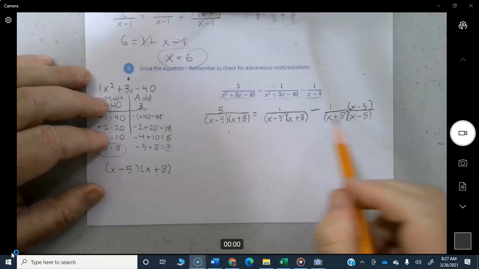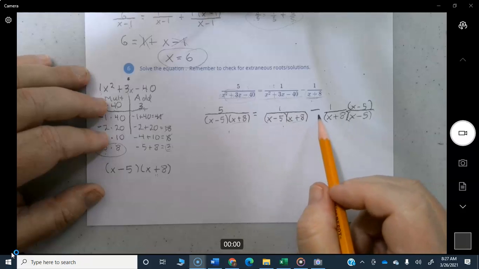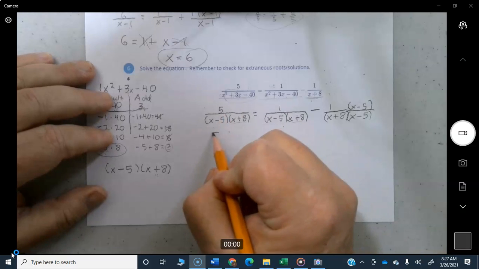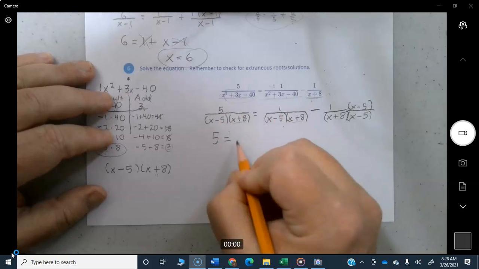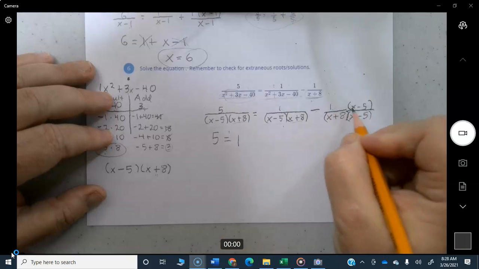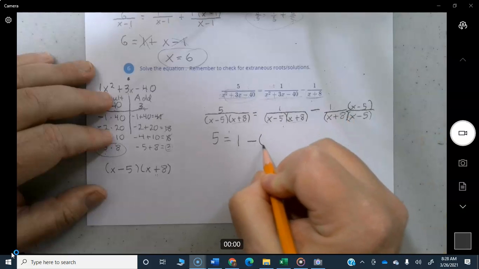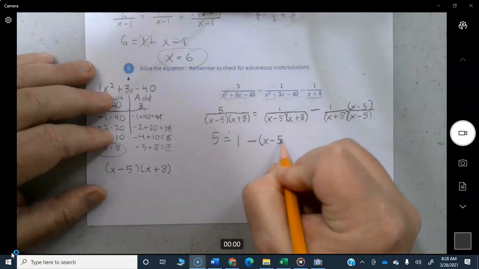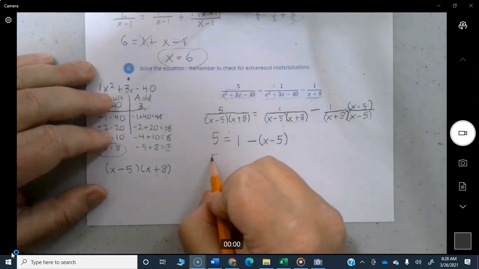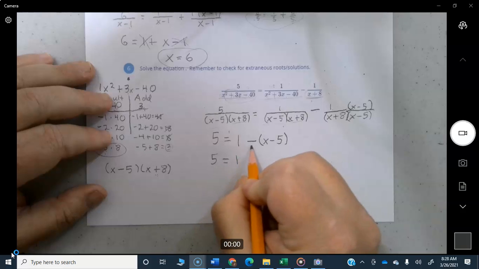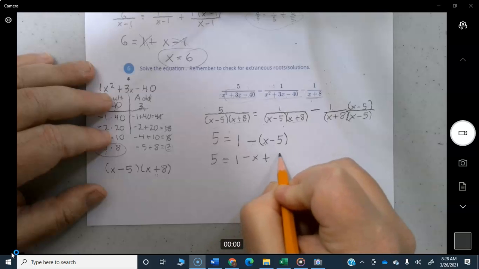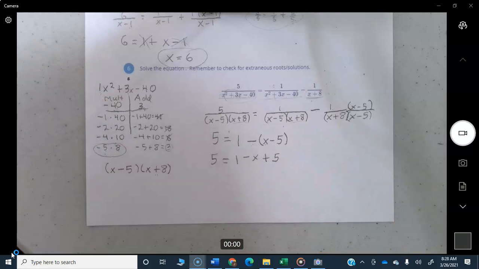Okay, so now everything has a common denominator. That means you can work the top and forget about the denominator. So what do we have on top? We have 5 equals 1. And then it's 1 times x minus 5, which is x minus 5, but it's minus. Be careful. You've got to put the x minus 5 in parentheses there, because that stays together. So I can simplify this a little bit more by just calling it 5 equals 1 minus x, and then the negative makes it a plus 5. You've got to be really careful on that.